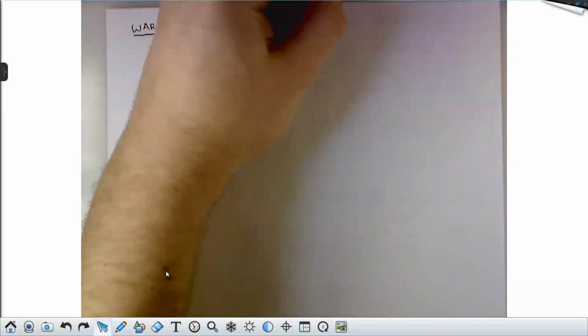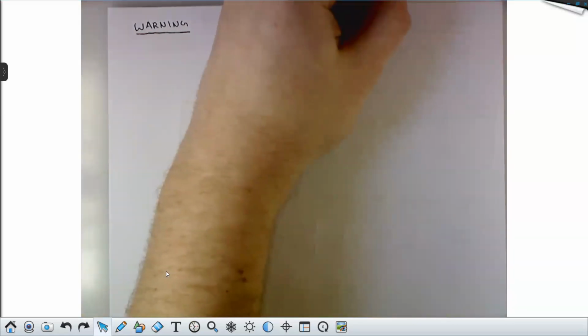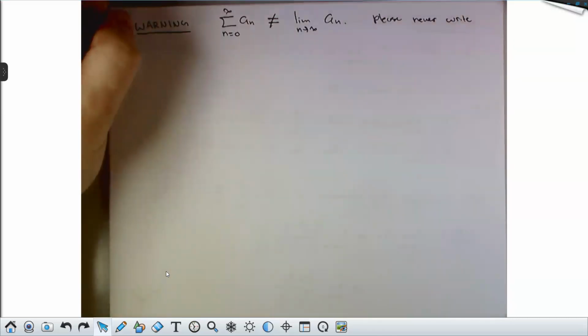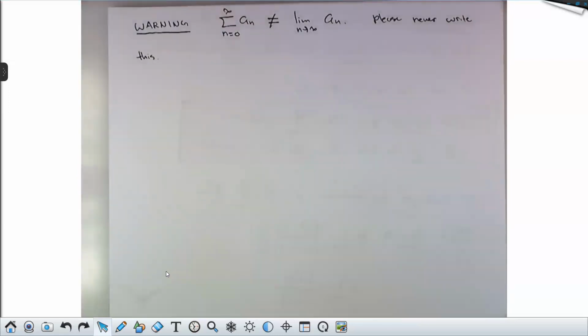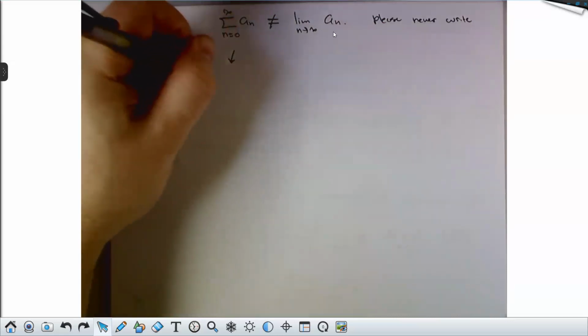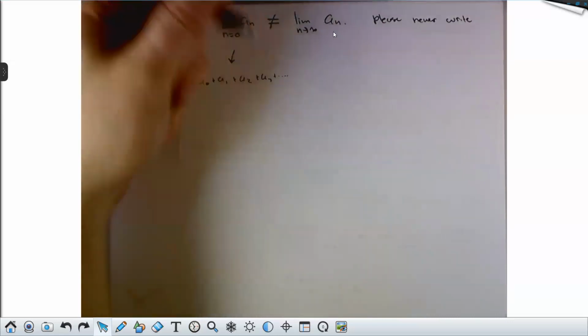Sigma n from 0 or wherever to infinity of a_n is not the same as the limit as n goes to infinity of a_n. Please never write this. If you have some series and you're trying to work with it, do not tell me that series is equal to the limit of the terms. It's just not true. This thing is a0 plus a1 plus a2 plus a3, on and on and on forever.